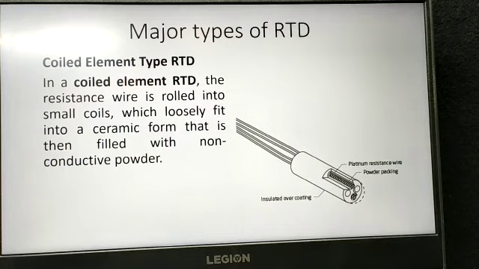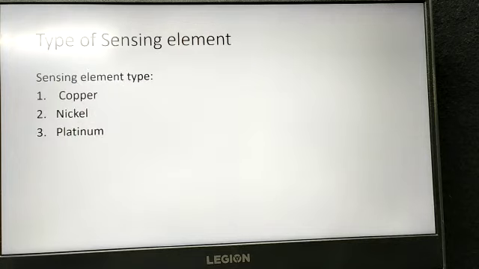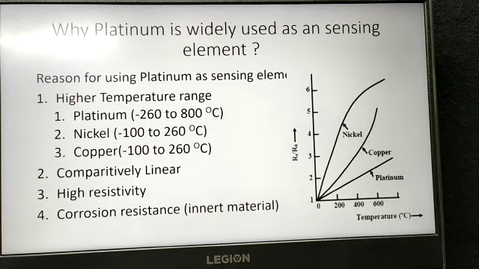Okay, now we'll move on. Type of sensing element. There are three types of sensing element: copper, nickel, and the third one is platinum. Now we'll see why platinum is the most widely used sensing element. The reasons for using platinum.